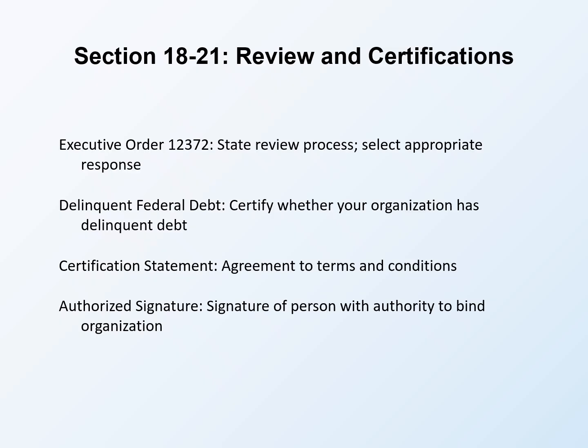Authorized signature must be provided by the person with authority to legally bind your organization. This is typically the AOR. The signature certifies that all information is accurate and that the organization commits to the proposed work if funded. Electronic signatures through Grants.gov satisfy this requirement.